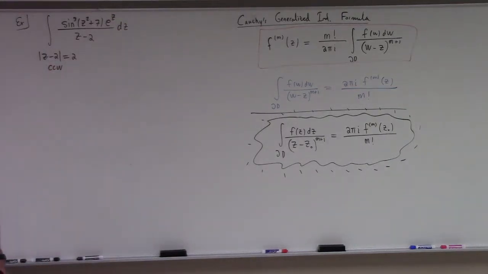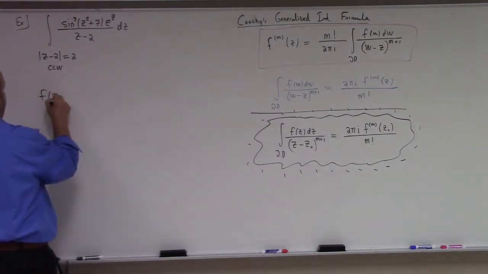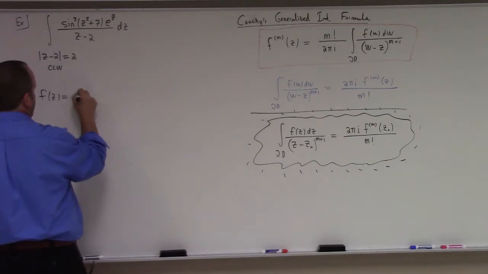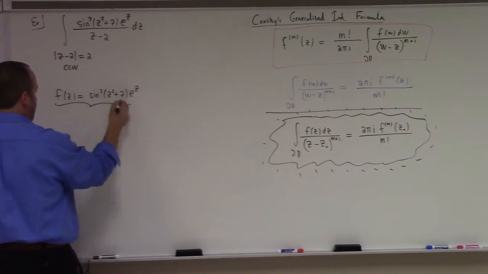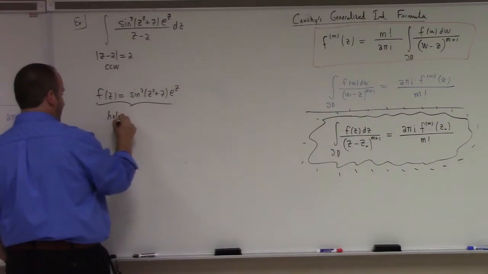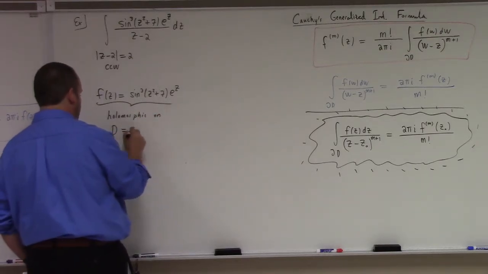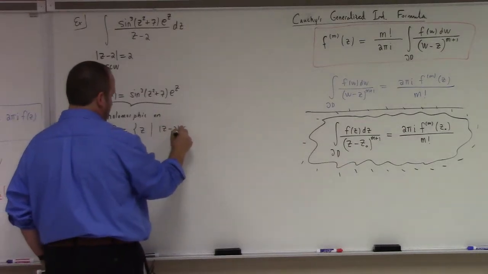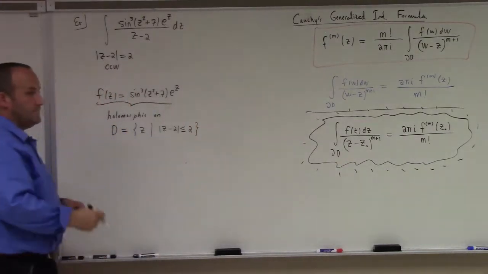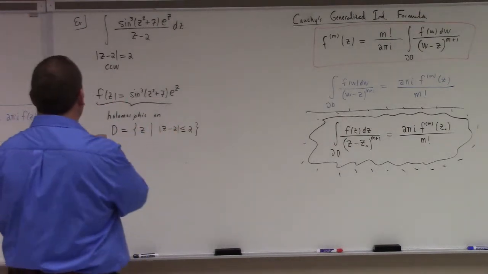Well, guess what? The function f of z equal to sine cubed of z squared plus 7 times e to the z is still holomorphic on D, which would be z such that |z minus 2| is less than or equal to 2. So on that disk, the disk of radius, did I say 2? Why did I say 2? I meant 1. I'm an idiot. 1.